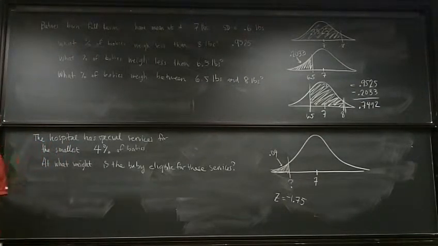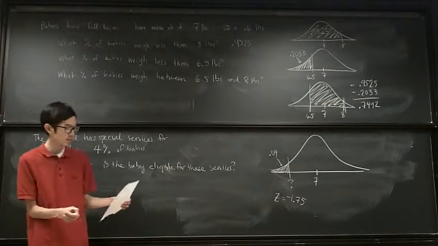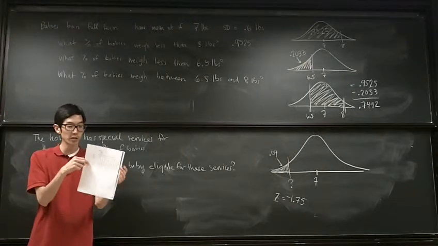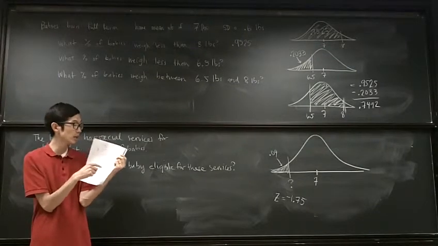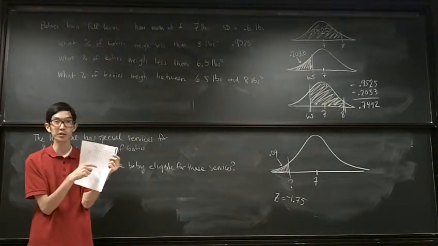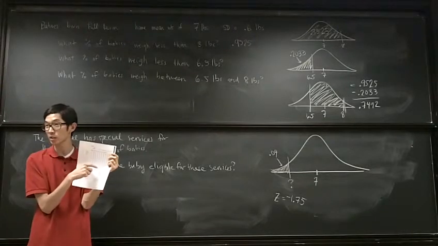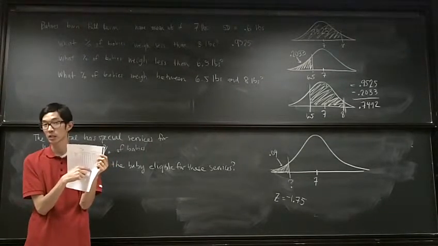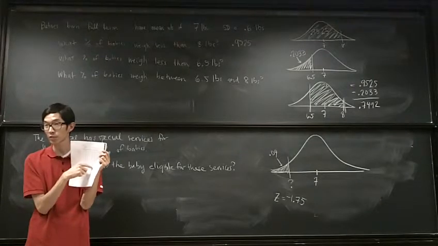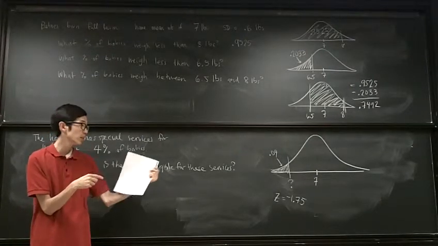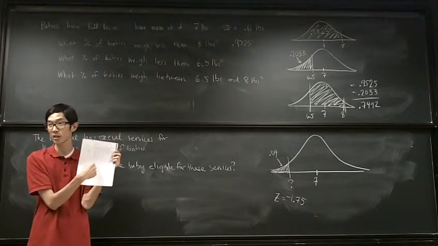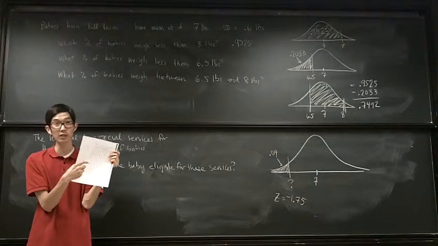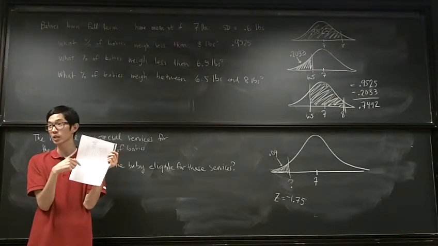How did I get negative 1.75? What I'm doing is looking in the table and asking which z-score is going to give me an area to the left of 4% or something very close to 4%. When I look up z equals negative 1.75, I get the area is 0.0401. You have to look through this entire thing for a number that's close to 4%. It feels like a lot, but all the numbers are in order, so it's not too bad.